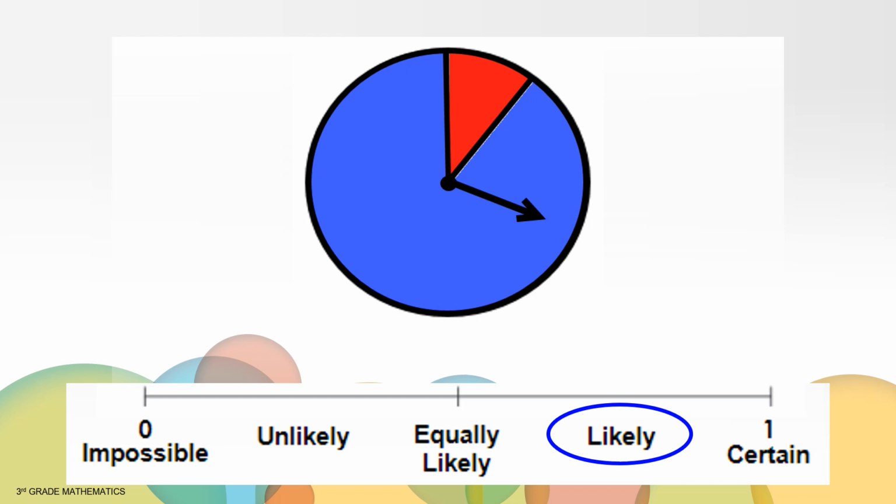So what if I wanted to land on red? Write down which word would describe the probability of that happening. It is unlikely for me to land on red. How did you know that? You may have said that it is unlikely because the part of the spinner that is red is much smaller than the part that is blue. You may have also noticed that the red part of the spinner is less than half of the entire spinner.